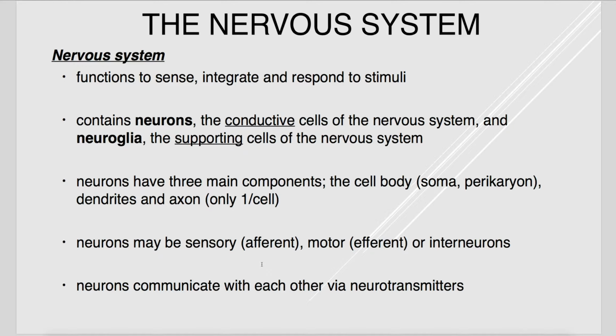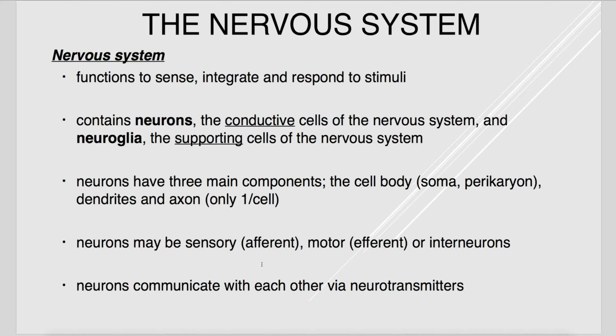So the main components of a neuron, a nerve cell, are the cell body, which is also known as the soma, sometimes called the perikaryon, the dendrites, and the axon. There's only one axon per cell. Most neurons will have many dendrites, with a couple of exceptions, but all neurons have one axon.